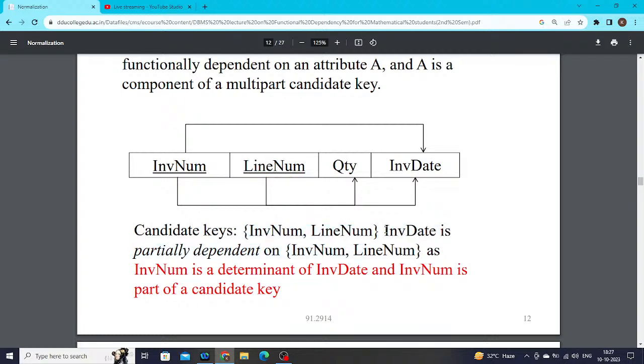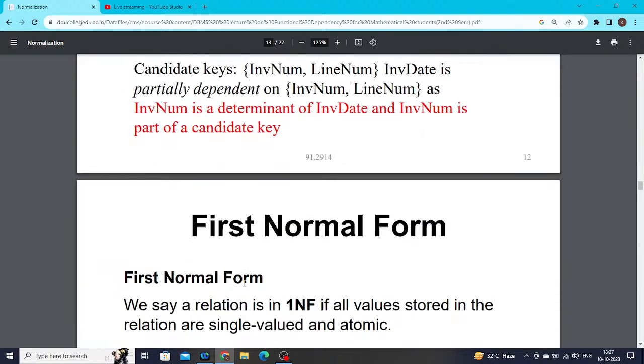So this attribute is partially dependent on these both. You can see the invoice date is partially dependent on the invoice number and line number. As invoice number is a determinant of invoice date, and invoice number is part of the candidate key, this is also something we have to remove.